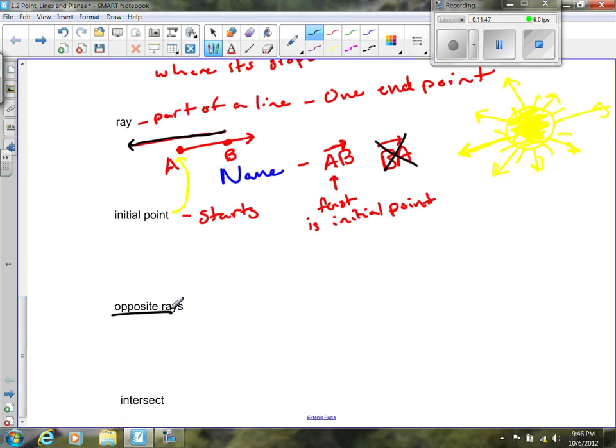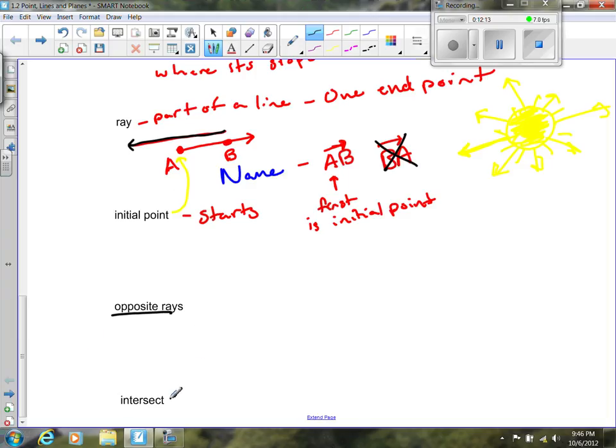Which brings up opposite rays. It's going to be a ray that goes in the opposite direction. And oftentimes they'll have the same initial point. Try to make it have the same initial point, but just going the opposite direction.